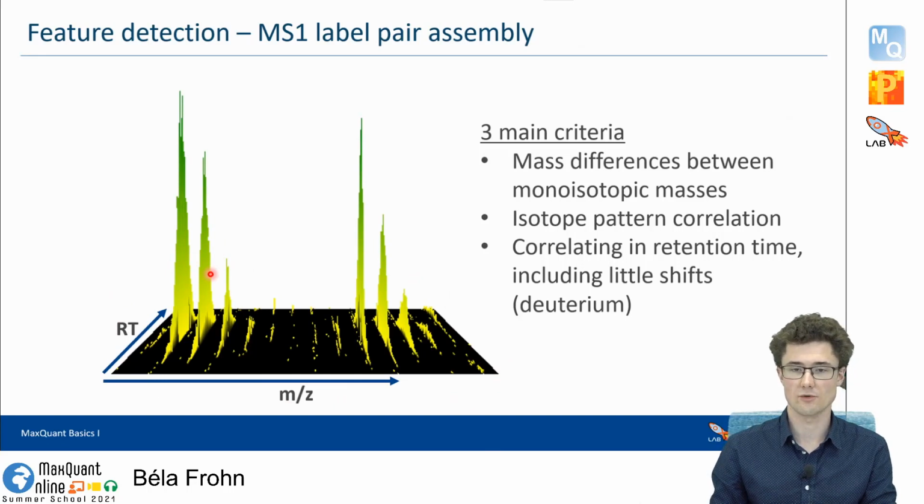So now from our raw data, we found out which peaks belong to the same isotope pattern and which isotope patterns belong to the same label pair. So basically, we now have many peaks which we say should all come from the same peptide. And this is what we're interested in because we want to identify peptides, right?